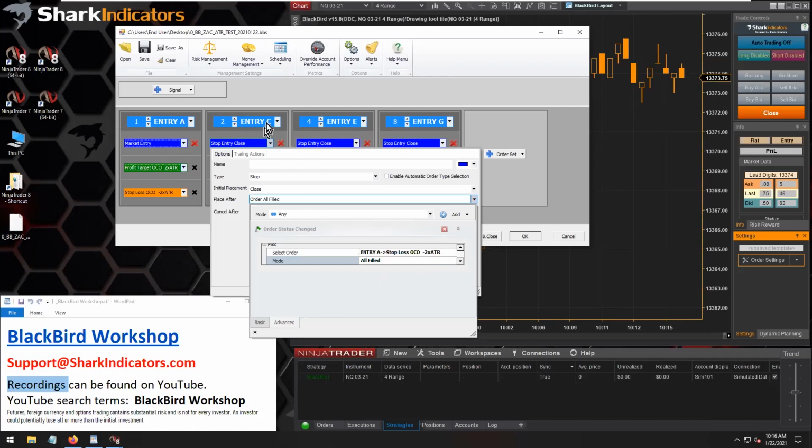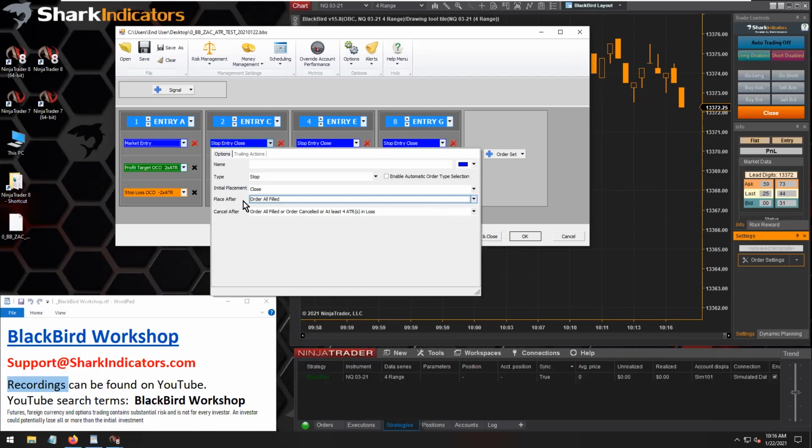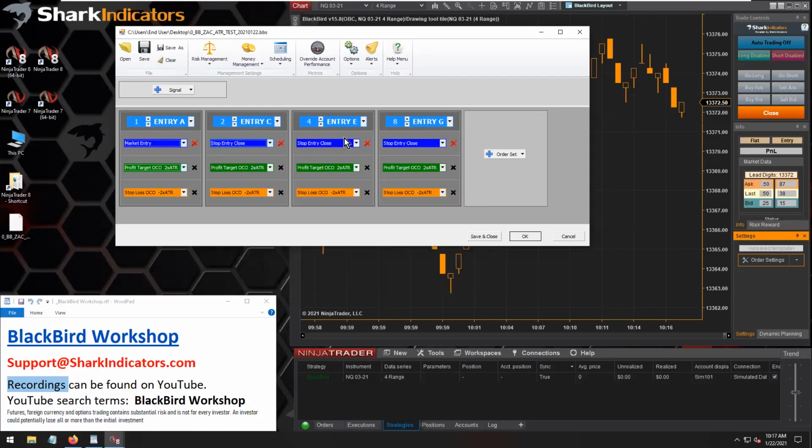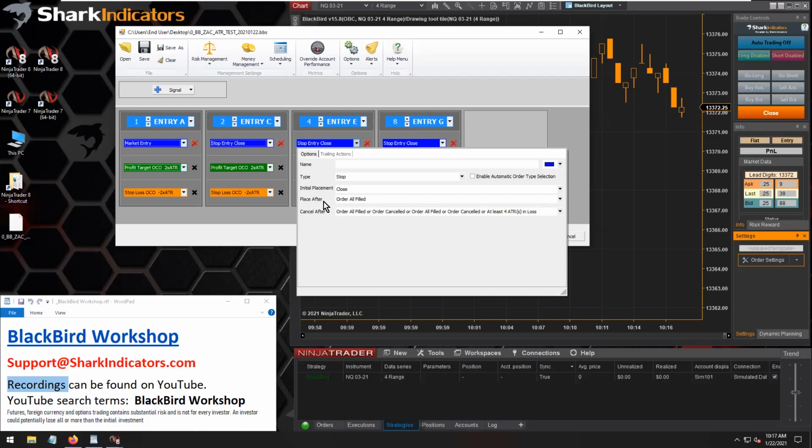To summarize, order C, this entry order, is submitted to the market when the stop loss for A is filled. In other words, if the market hits that stop loss, the market is going to fill that stop loss, and then order C is submitted to the market. That's what this place after does: it adds a secondary condition that needs to happen before order set C is submitted to the market. Think of this place after as adding a secondary delay to this order set. And the same thing for order E and G. These also have a place after here as well.